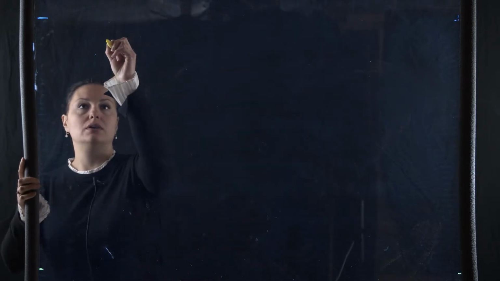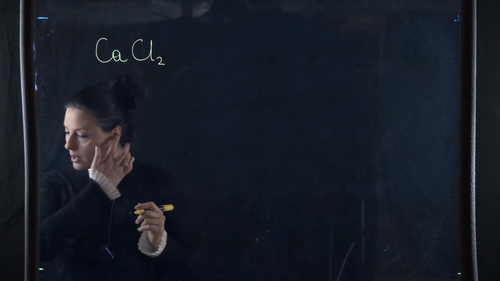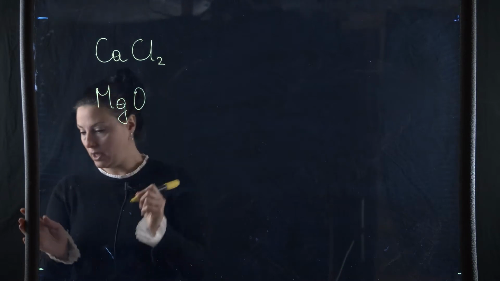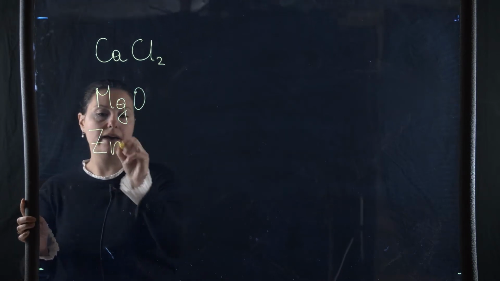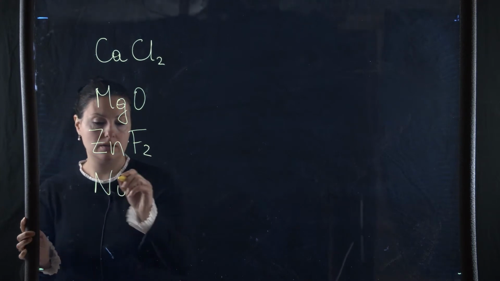Okay, let's work on learning how to name ionic compounds. And I'm looking at the problems on slide 14. These are my examples: CaCl2, MgO, ZnF2, and NiO.